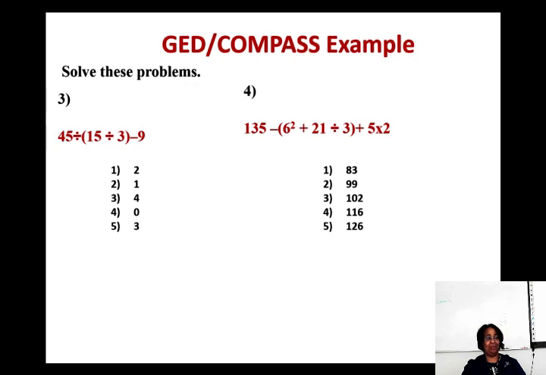Everybody is having a little trouble with this one, maybe because there's more numbers, huh? What should you do first? The 6 squared. So what is 6 squared? 6 times 6 is 36. So you have 36 plus, what's 21 divided by 3?